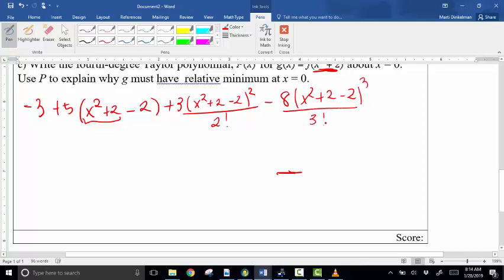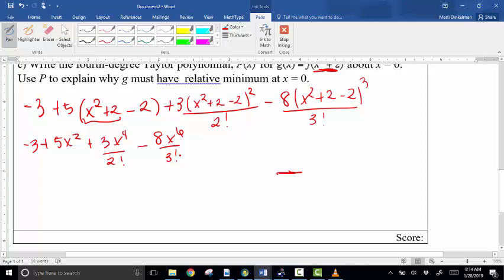And this, I'm going to go ahead and simplify just so that you can tell that it's centered around 0, if you can't already. So the 2 and the minus 2 cancel, so this is just a 5x squared. And then a 3x to the 4th over 2 factorial. And then a minus 8x to the 6th over 3 factorial.